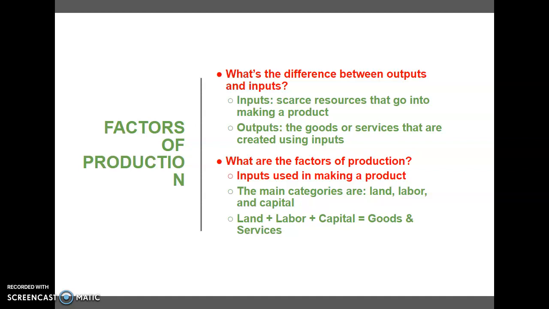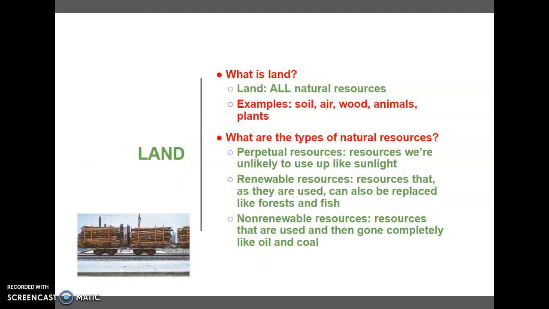What are factors of production? Inputs used in making a product. The main categories are land, labor, and capital. Capital is split up into two. We'll get into that part a little bit later on in the presentation. Land, labor, and capital. Land plus labor plus capital equals goods and services. That is important to know.